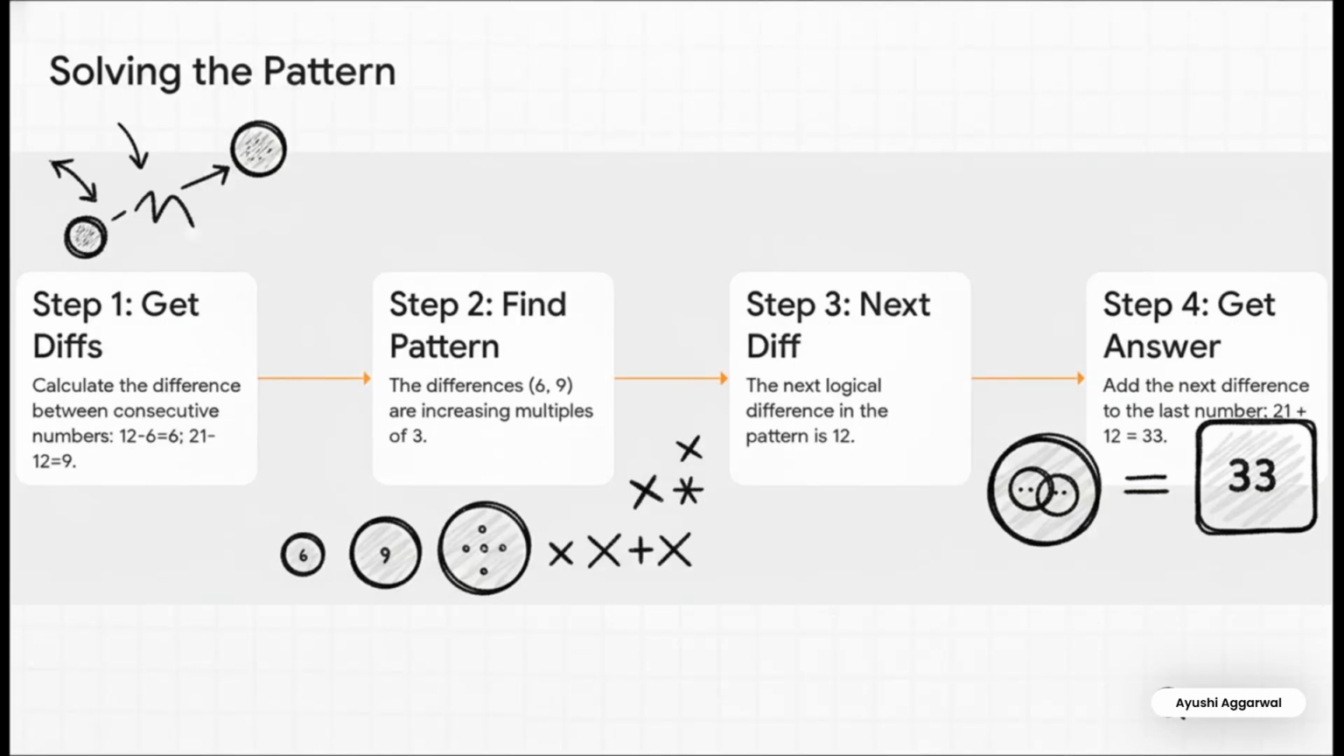So, how do we crack this one? Well, the real magic is hiding in the differences. When we check the gaps, we find a +6 and then a +9. Now, that should be a light bulb moment. 6, 9, what's next? It's the table of 3. So the next difference has to be 12. You just add that 12 to 21, and there's your answer: 33. See? Easy. It's all about finding the pattern within the pattern.